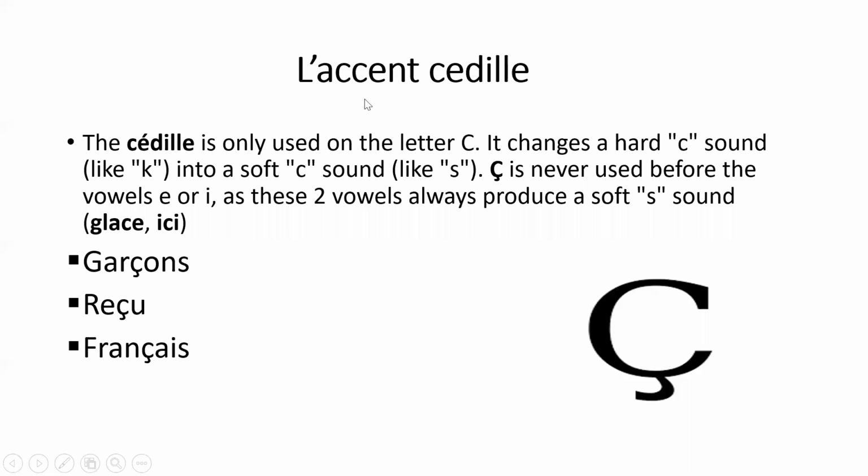The next accent is the cédille. The name of the accent is cédille. This is a very simple accent, children. First of all, it is used on C. So if the examiner asks on which letter we use the cédille, the answer is: we use the cédille over C only.